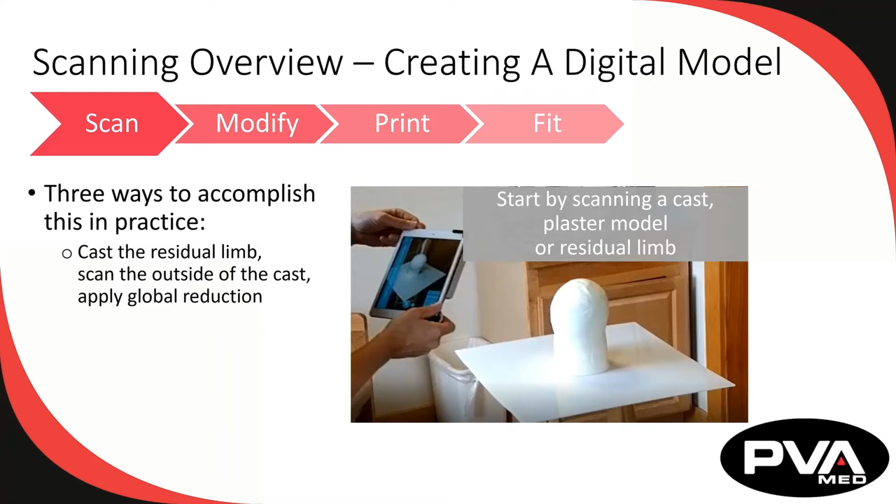The second way to capture the residual limb is that more experienced scanners will be able to scan the residual limb directly. This requires some practice in scanning technique and is a little more difficult than scanning a plaster model or cast. The trade-off is that the patient's limb will not be shaped by the clinician or through a weight-bearing environment, so those modifications would need to be performed after the digital model is created, namely in the modify step of the workflow, which will be covered next.